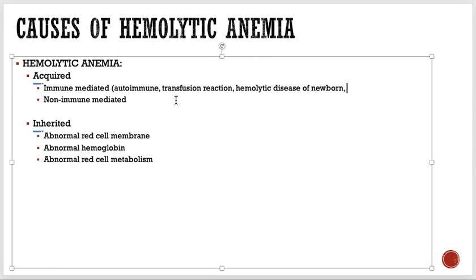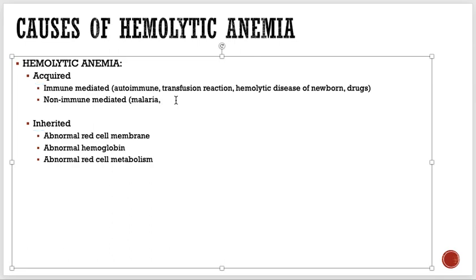HDNB. What is this one? It is when the mother has a different blood group and the baby has a different blood group, like negative and positive, and it is usually the second baby. Again, we will discuss it someday. And it could be due to drugs, like drugs which cause hemolysis. When it is non-immune mediated, guys, there are certain infections which can cause this. Malaria can cause it. Okay.